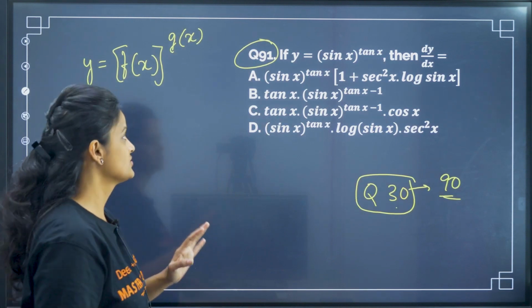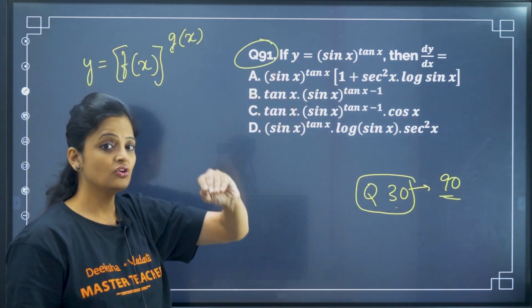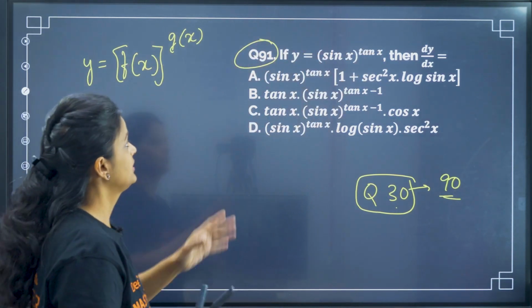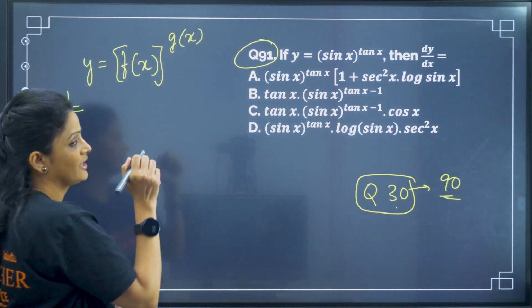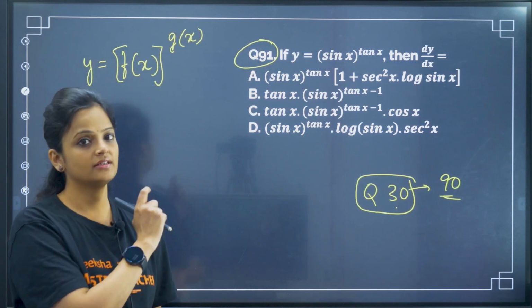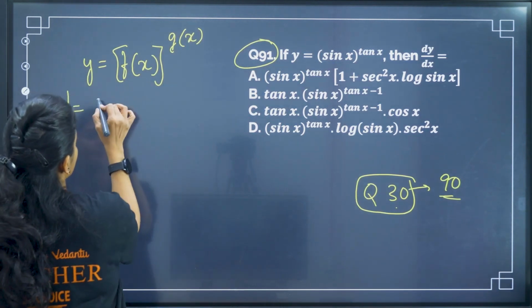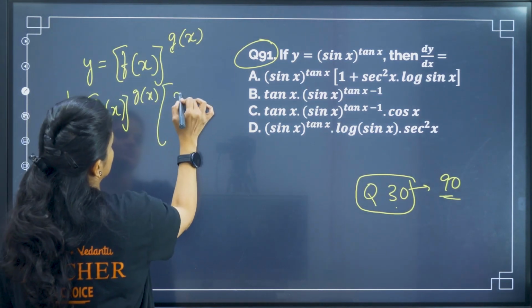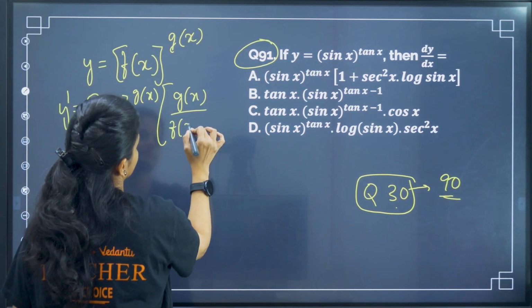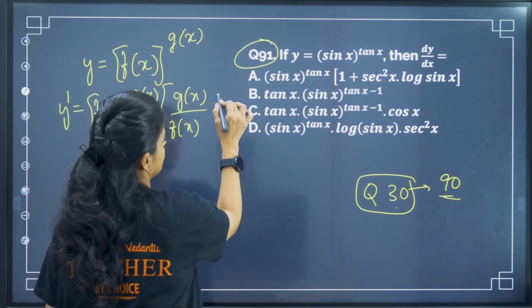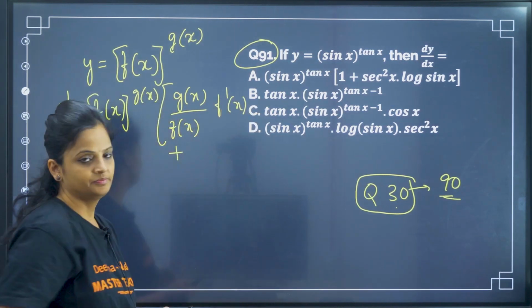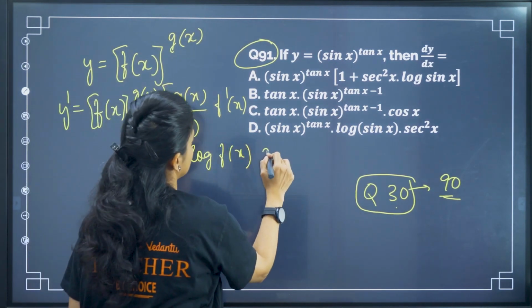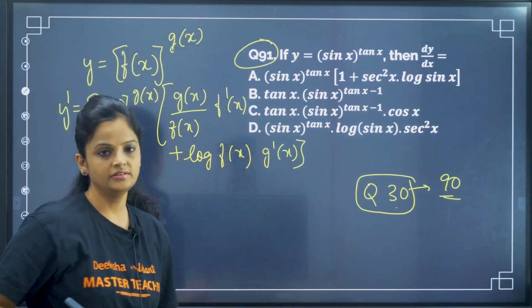Without the shortcut you can solve that, but here question number 91, if you do it without the shortcut, it will be too lengthy for you because it is sine and the power is tan x. So better you use the shortcut. If you have not seen that, go back and check the video where I have explained the shortcut. Here I am just writing that for you. Whatever is given, you write as it is. Then g of x divided by f of x, then the differentiation of the denominator f dash of x, plus log of f of x, and the differentiation of the power, that is g dash of x. Done. This is the shortcut.